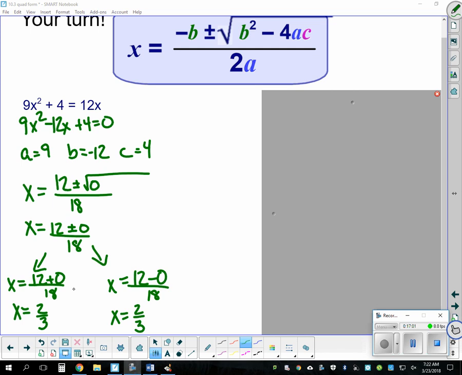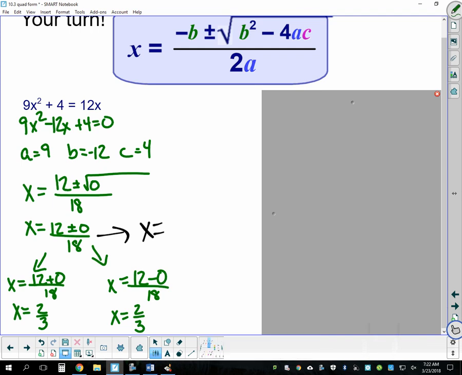Okay? So you don't have to go ahead and do all of this. You could just go straight from here to your answer, 12 over 18, and then reduce that to 2 over 3. I don't need to see it split into 2 because it's going to be the same thing.